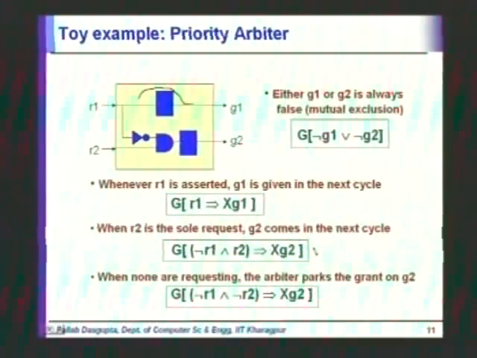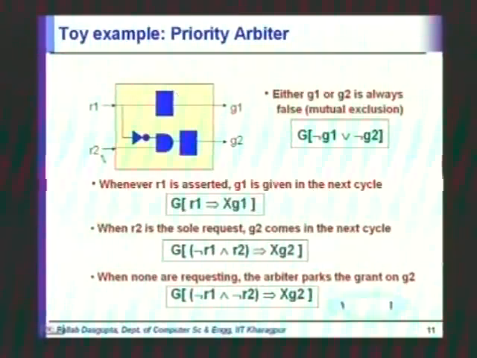So that's also satisfied. When none of them are requesting, the arbiter parks the grant on G2. So if both of them are low, then what's going to happen? Both G1 and G2 will be low. So that is a violation. So we deduce that out of these 4 properties, the 4th one is not satisfied.